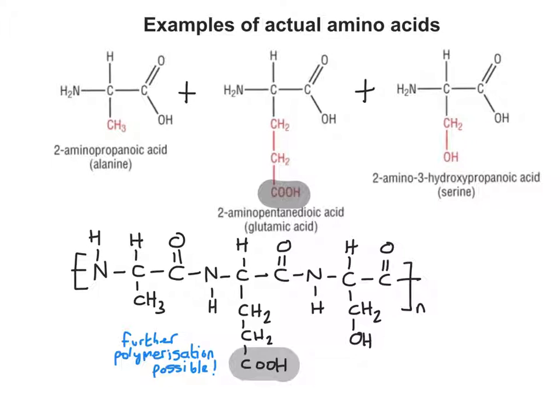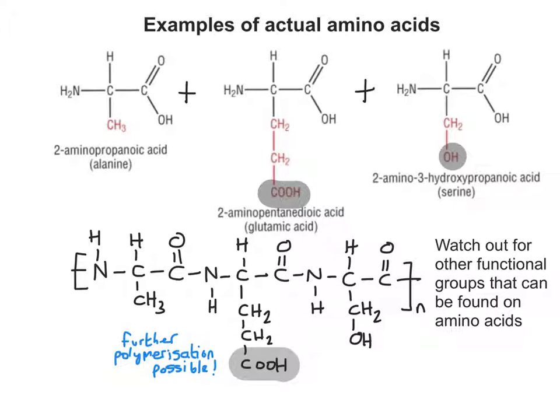And by the same token, the hydroxyl group in serine could also undergo things like esterification reactions with other carboxylic acids. Just because they're not part of the main amino acid structure doesn't mean that they're not functional groups, just like they'd be functional groups if they were anywhere else in any other molecule. So the message here would be to watch out for other functional groups that can also be found on amino acids.